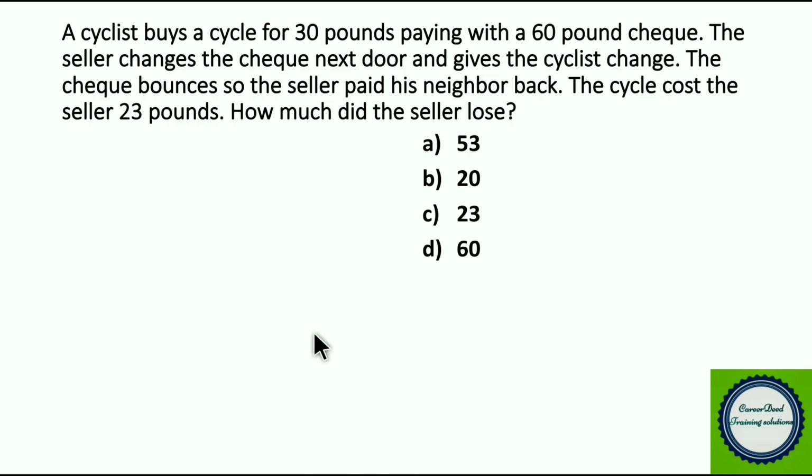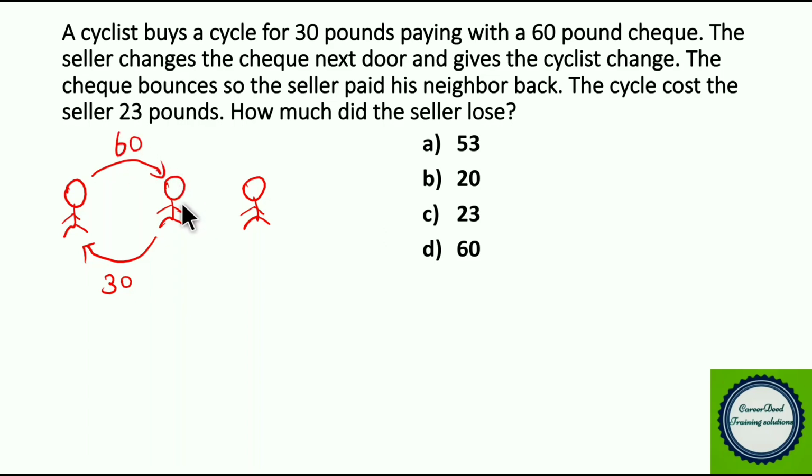Okay, now if you are good at numbers, you don't need pen and paper to solve this problem. We have three people here. The first one is the buyer, the second one the seller, and the third person the neighbor. So here the seller gives a 30 pound cycle to the receiver, right? That is the buyer. In turn the buyer gives a 60 pound check.